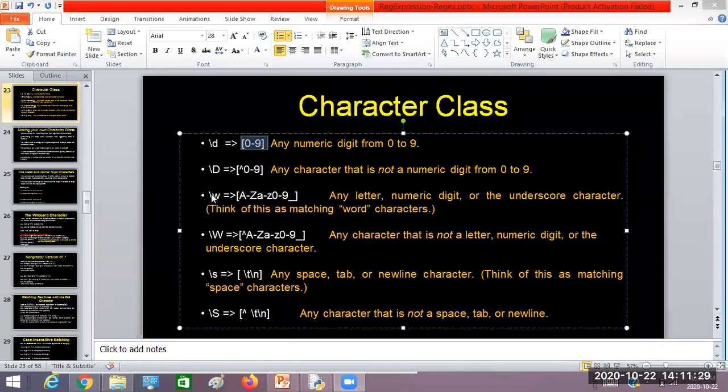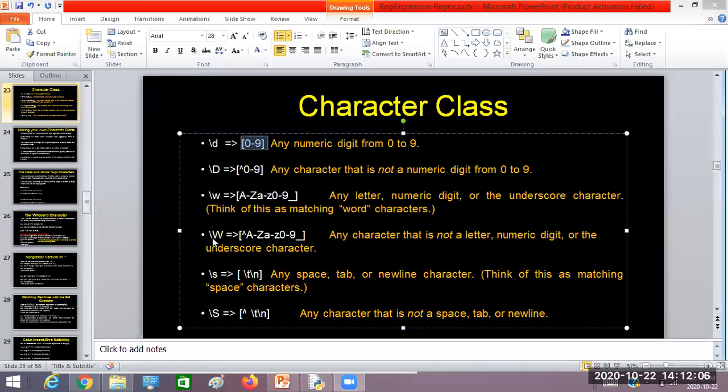Then likewise, backslash small w, which is a representation of this character class. Look here. It is going to match an uppercase letter or a lowercase letter or 0 to 9 or underscore. So that's why here I have written: any letter, a numeric digit or the underscore character is going to match with this backslash small w.